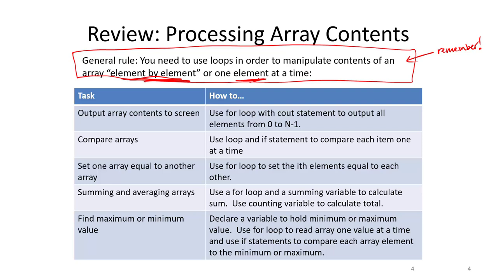And in our previous video, we reviewed how we can use a for loop to complete all of these different tasks. For example, a for loop with a cout statement can be used to output each array item to our screen. Or we can use a for loop and if statements in order to compare two arrays and verify whether the arrays are the same. Remember, you have to check each item one at a time. Same thing goes for setting arrays equal to each other. We have to literally go element by element and set element I on one array equal to element I in the other array.